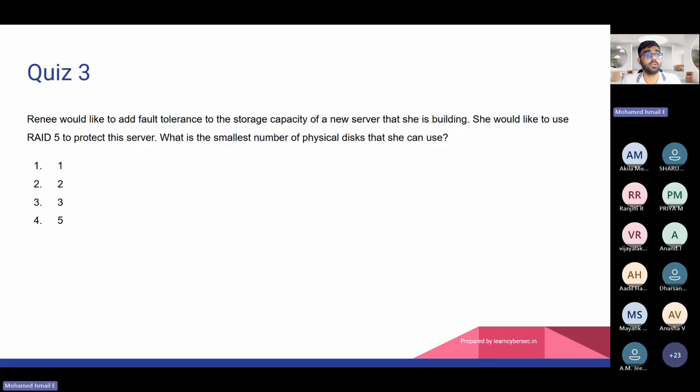All right, there are answers. Come on, guys. So the question is RAID 5. What is the smallest minimum number of disks we need to start RAID 5?